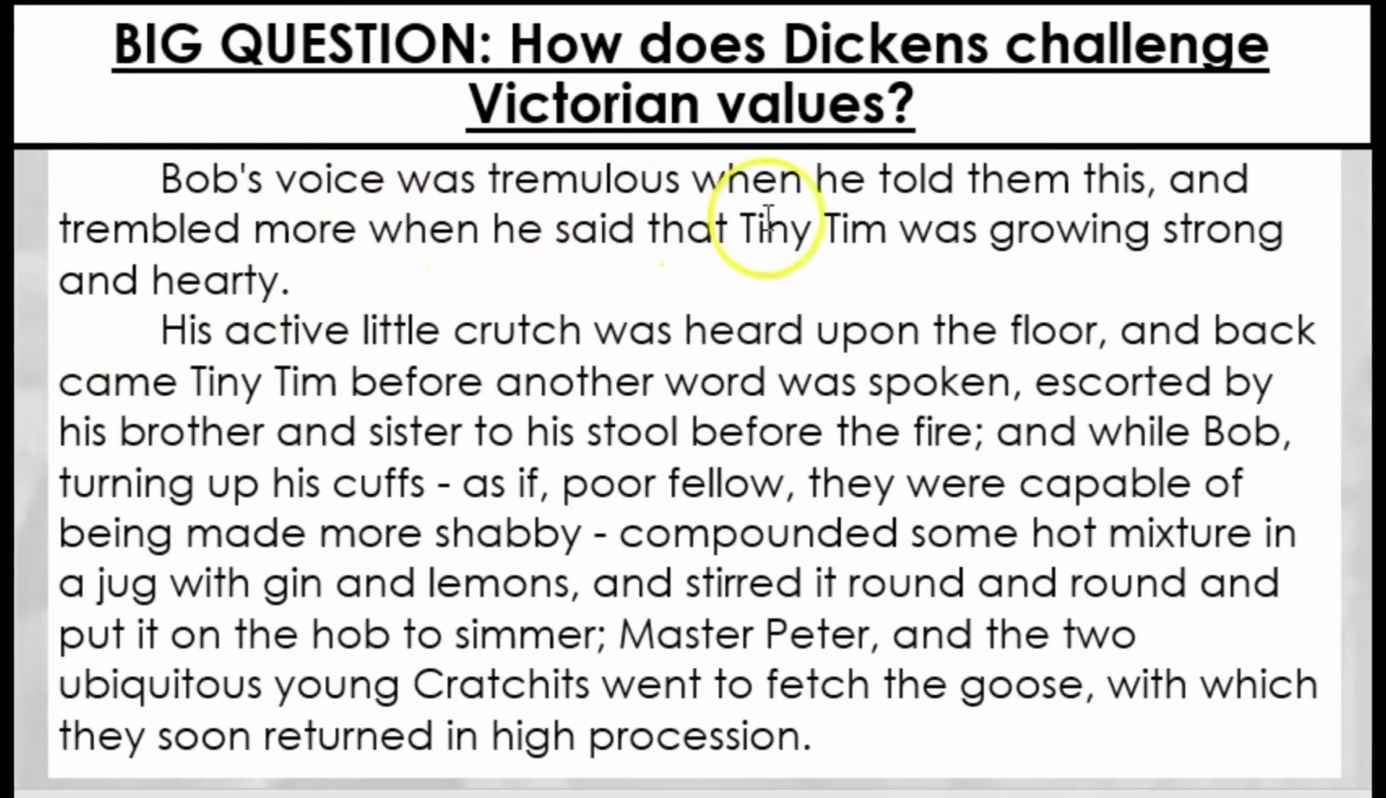Bob's voice was tremulous when he told them this, and trembled more when he said that Tiny Tim was growing strong and hearty. His active little crutch was heard upon the floor, and back came Tiny Tim before another word was spoken, escorted by his brother and sister to his stool before the fire, and while Bob, turning up his cuffs, as if, poor fellow, they were capable of being made more shabby, compounded some hot mixture in a jug with gin and lemons, and stirred it round and put it on the hob to simmer, Master Peter and the two ubiquitous young Cratchits went to fetch the goose, with which they soon returned in high procession.